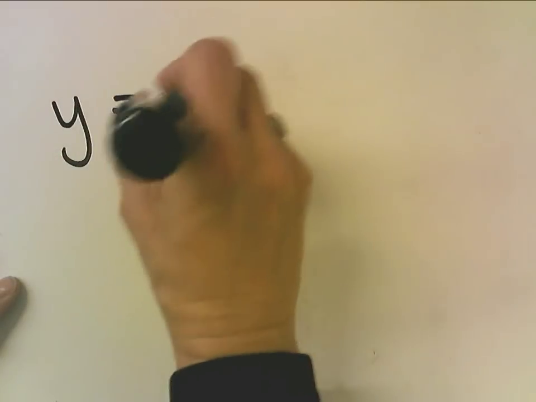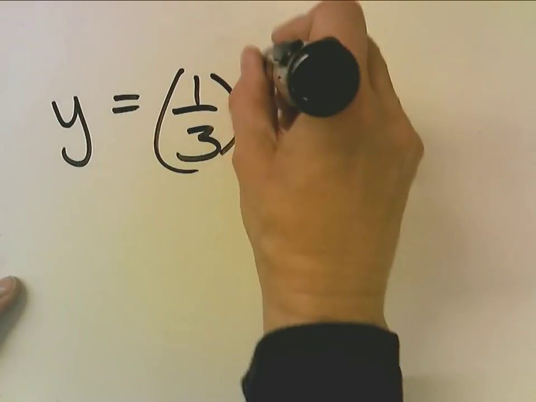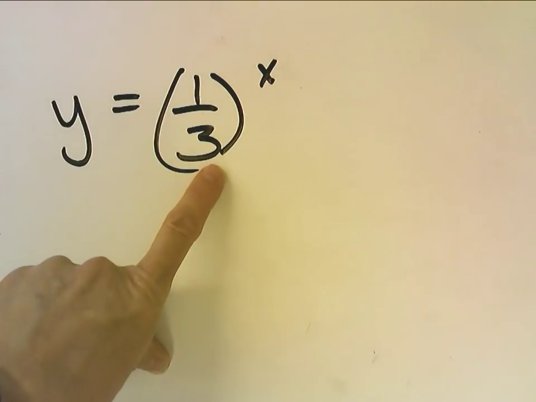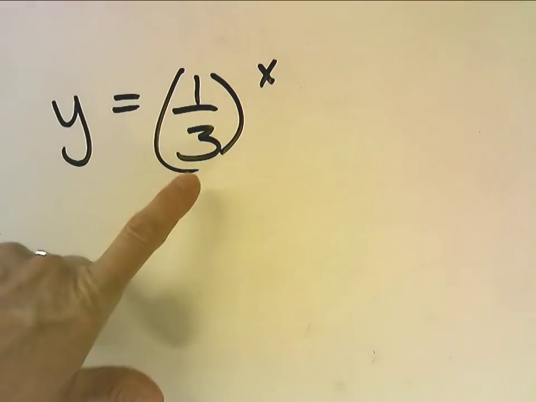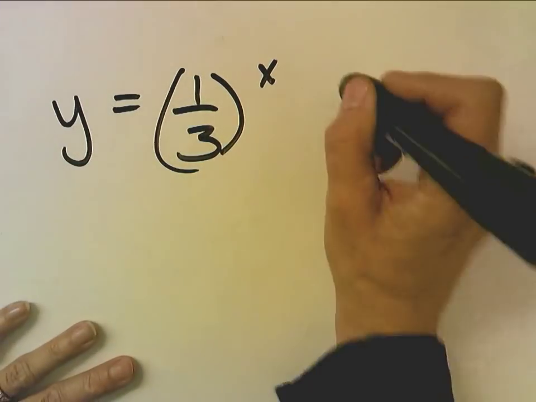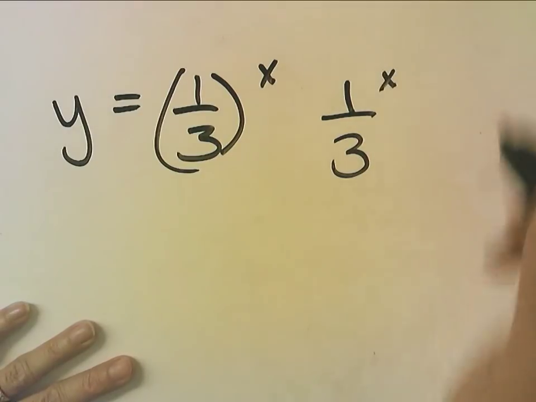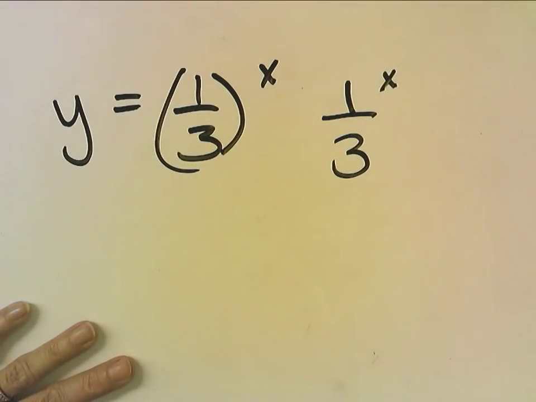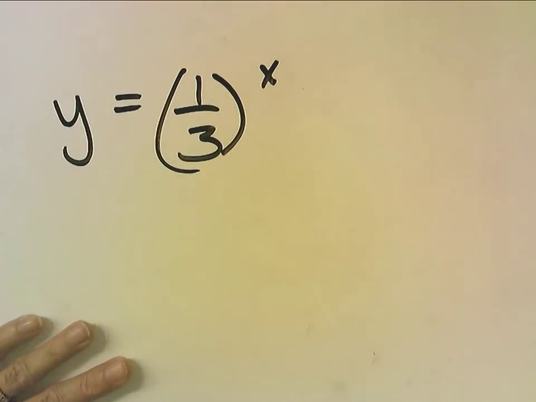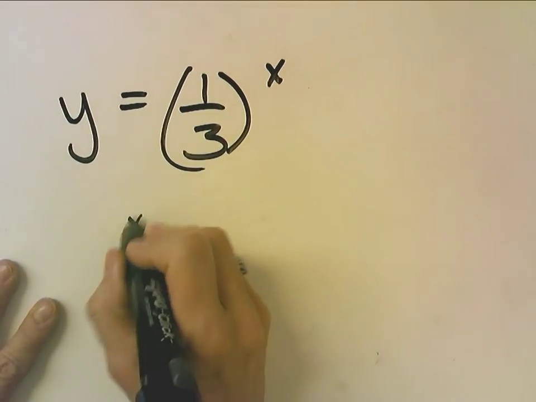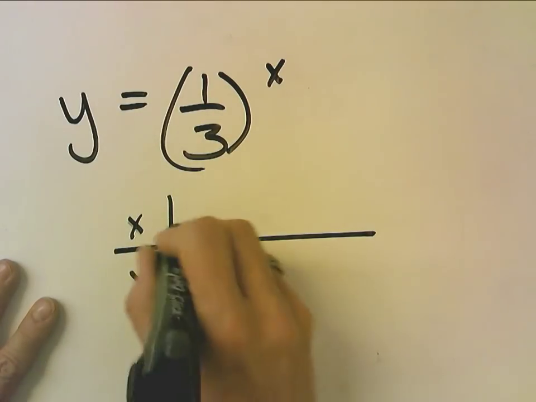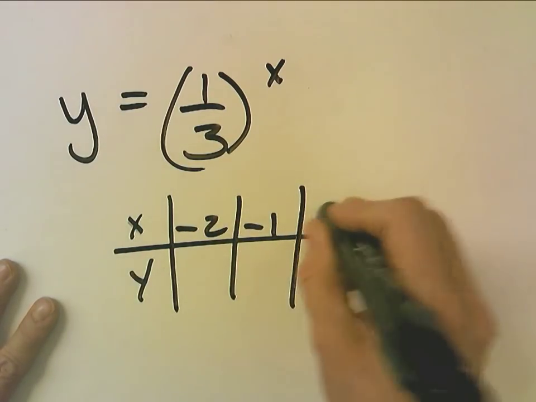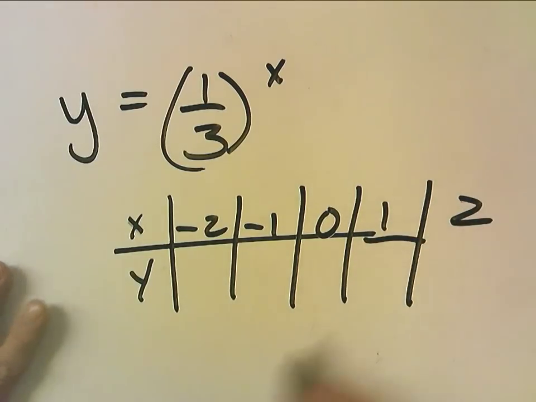Okay, so let's look at page 51, and we're going to graph y equals (1/3)^x. Now notice, I have to put the entire fraction in parentheses if I want the fraction raised to the x. So (1/3)^x is really 1^x over 3^x, so be careful that you put that in parentheses. Now, we make a table: -2, -1, 0, 1, and 2.